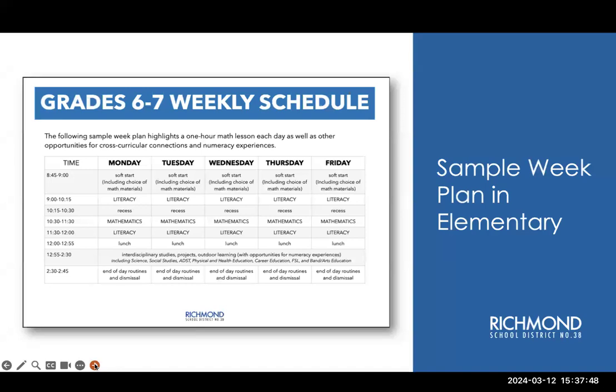So again, district expectations or suggestions or recommendations are a full hour a day for mathematics with other opportunities to make connections to mathematics across other areas of learning. So those numeracy experiences in the afternoon or during a soft start in the morning that might connect to ADST or science or social studies, as well as weaving in mathematics and numeracy throughout the day, but a dedicated 1 hour a day lesson to mathematics.